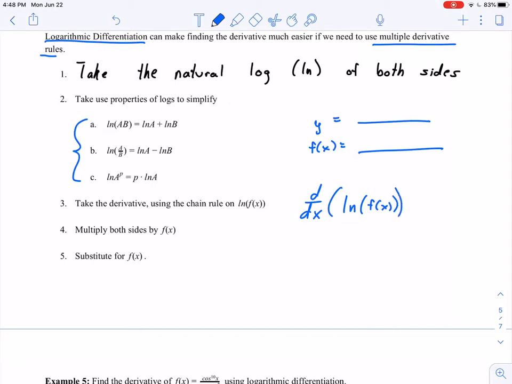If I was to take the derivative of this, I really have implicit differentiation here because f of x is just another way to write y. So when I take the derivative of this left-hand side of my equation, I'll end up with 1 divided by f of x times f prime of x, or perhaps more simply, f prime of x divided by f of x, or if you prefer using y, we can also write it that way too. We can say y prime over y. So that is the left-hand side.